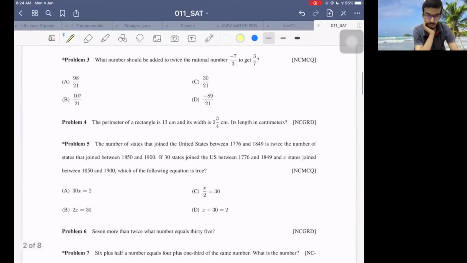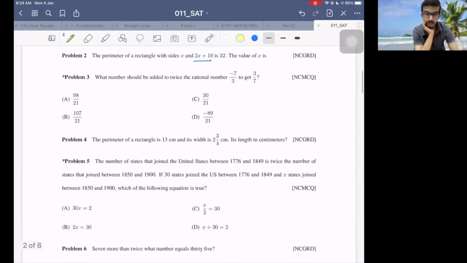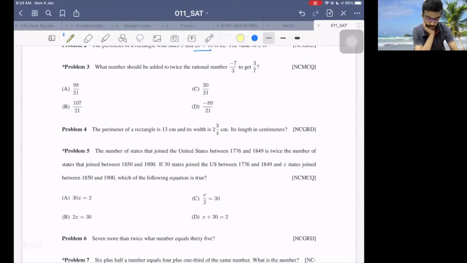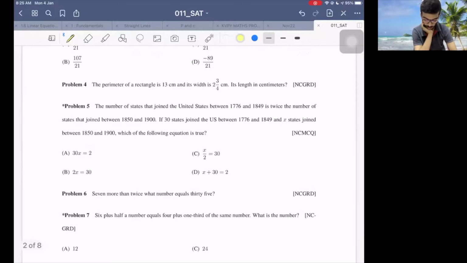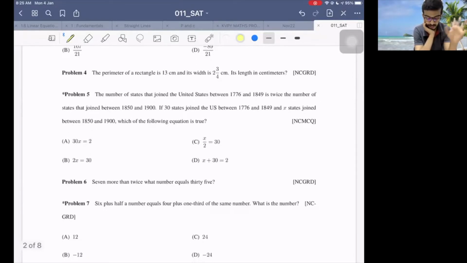Now let's see question number 4. No, let's move on to problem number 5. Question 4 you can do as homework. We'll see question number 5 now. Please read the question carefully.